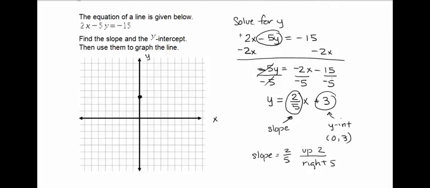So I go up 2, and from this point I move right 5. 1, 2, 3, 4, 5. So there's my second point, and all I have to do is connect the 2 points, and I have my line. Let's see if I can draw that. There we go. And there's my line.